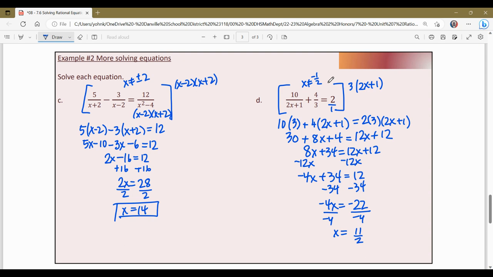Wait, hold on. This isn't 22. Yeah, it is. For some reason, I'm thinking 28. Never mind. Okay. Wait a second. Yeah, that's right. I don't know why I'm doubting myself.